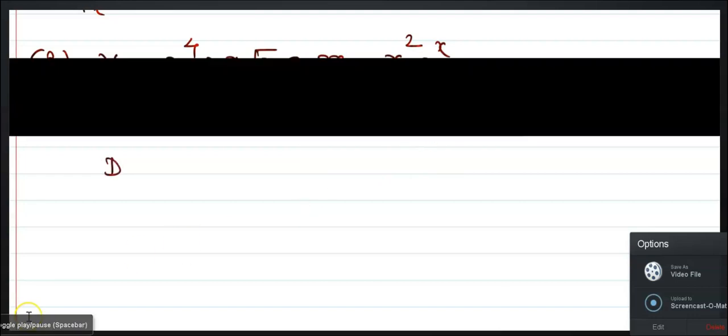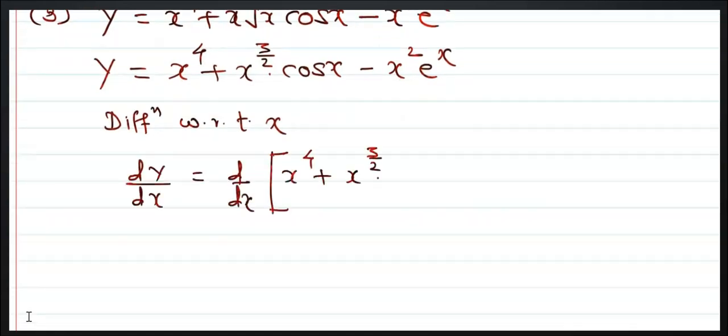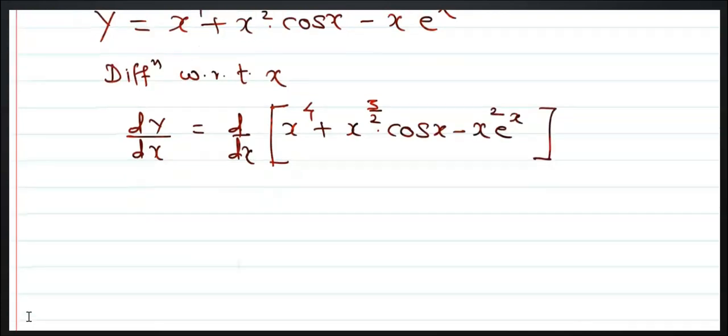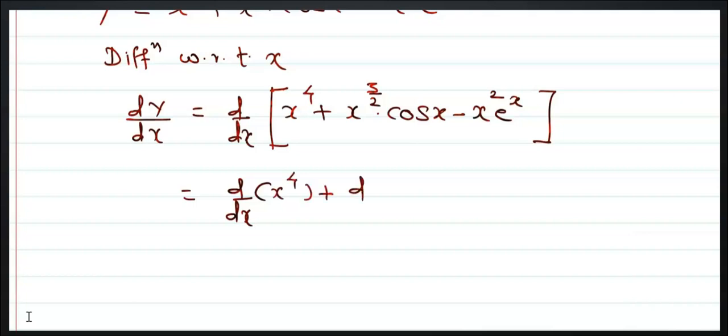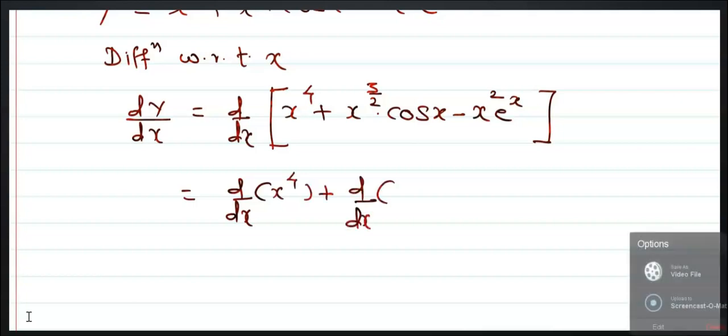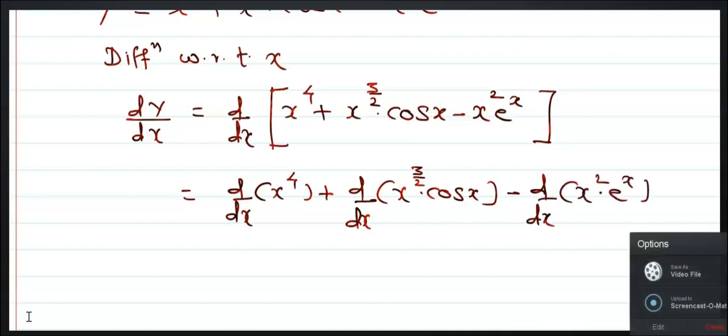Now see this by applying the proper rules. Differentiate with respect to x. ddx of x raised to 4 plus x raised to 3 by 2 cos x minus x square e raised to x. ddx of x raised to 4 plus ddx of x raised to 3 by 2 into cos x minus ddx of x square dot e raised to x.